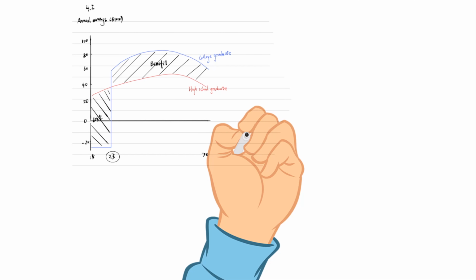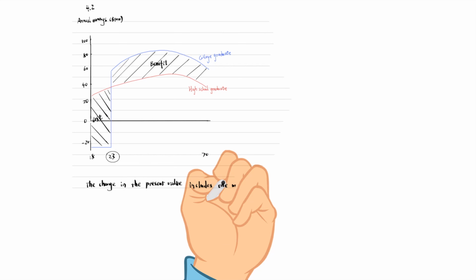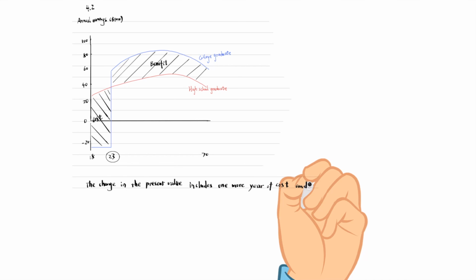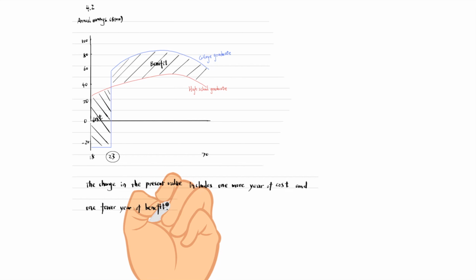If it takes 1 more year to graduate from college, the college graduates start to have earnings at 23 years of age instead of 22. The cost area becomes larger and the benefit area becomes smaller. Using math, we consider the change in the present value at age 18. It includes 1 more year of cost and 1 fewer year of benefit.